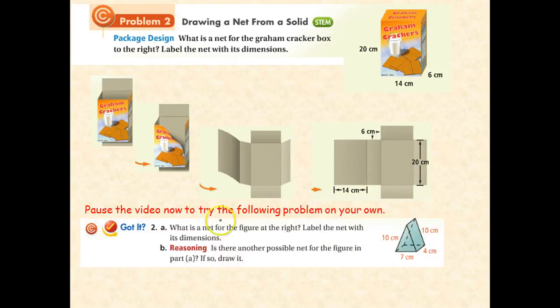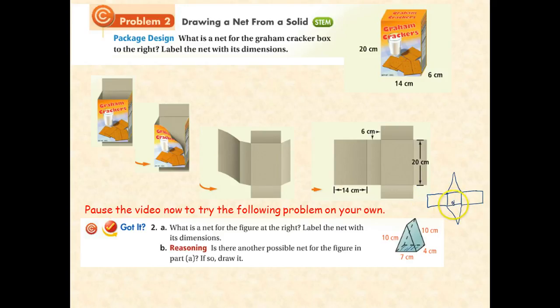All righty, see if you can figure this one out. Go ahead and pause it now and then hit play when you think you got it. Okay, so what if I was to keep the bottom where it is, but let each one of these sides fold down? What I would get is a triangle folding down this way. I would get a triangle folding up that way. And I would get a rectangle folding out that way. And another rectangle folding out that way.